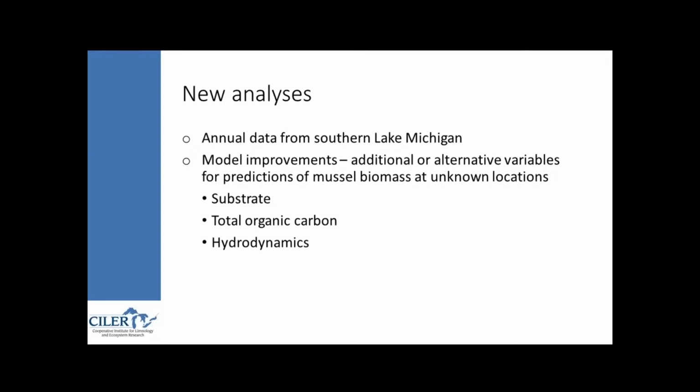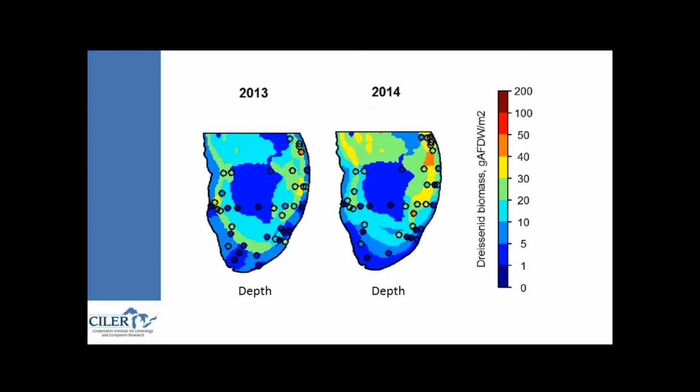So I was given annual data from the southern basin to incorporate into this model. And then I wanted to explore the addition or substitution of new variables that could conceivably lead to model improvements. So I looked at substrate, total organic carbon, and hydrodynamics. So here are a couple of the southern basin maps that I generated.